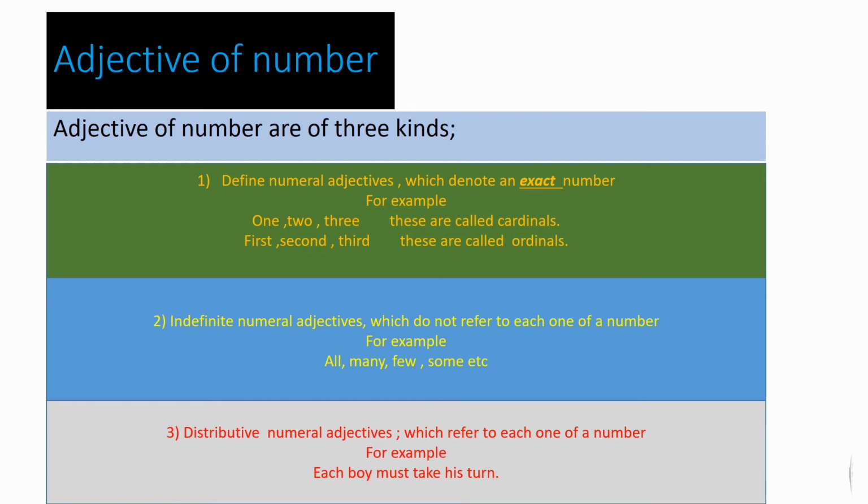For example, all, many, few, some. So these are examples of indefinite numeral adjectives. Now coming to the third kind of adjective of number, which is the distributive numeral adjective. It is that kind of adjective of number which refers to each one of a number or to each one of a class. For example, each boy must take his turn. So each here is a distributive numeral adjective because each refers to every boy.